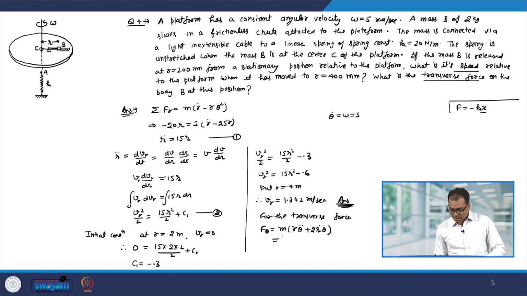Now, all the values are given: m is 2, r is 0.4, and theta double dot, because it is rotating with a constant velocity, will be 0, plus 2 into r dot, which is 1.342, the velocity along the r direction which we have just found out, multiplied by theta dot. Theta dot is given as 5, and this gives you 26.84 Newton.